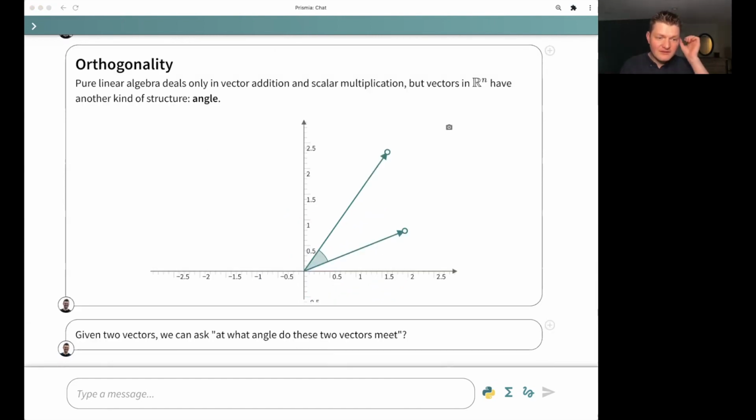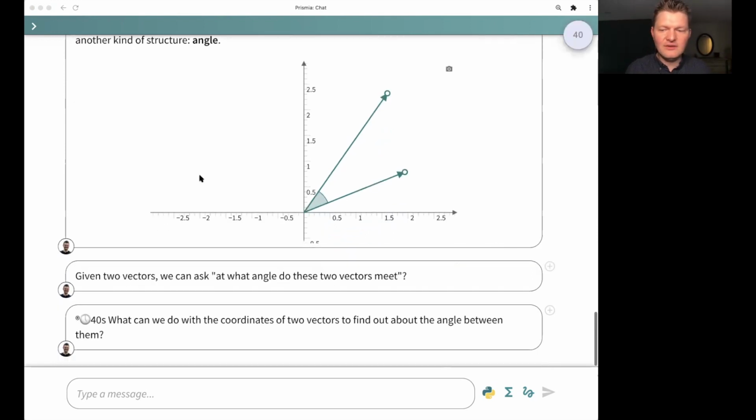I'm assuming that you've seen some of this before in the pre-reading or in previous courses. So I want to ask, to see where folks are right now: what can we do with the coordinates of two vectors, like say these two vectors, to find the angle between them?